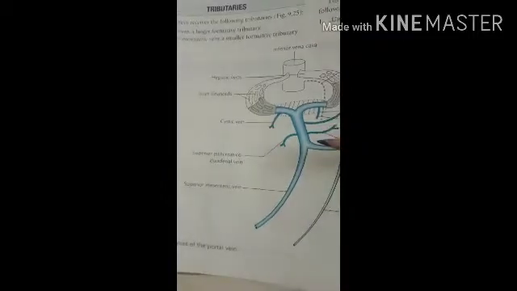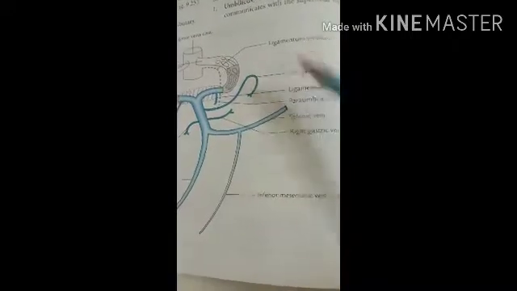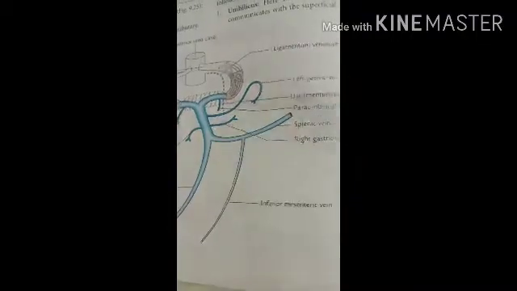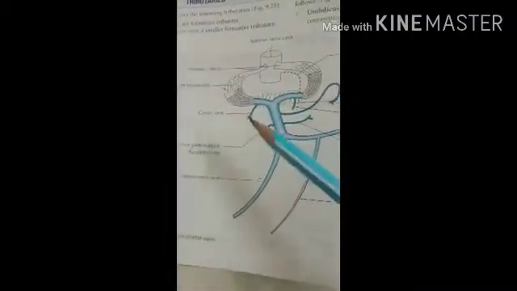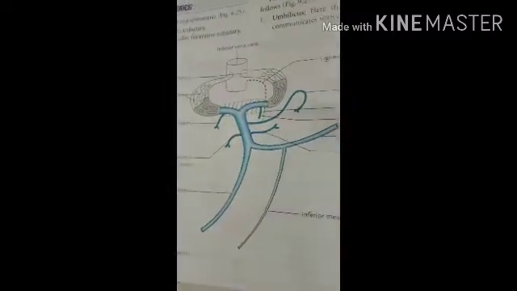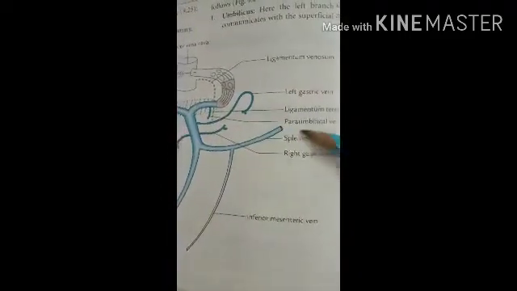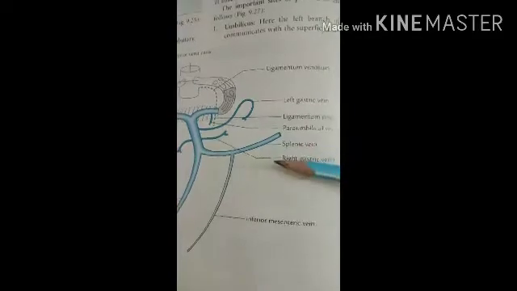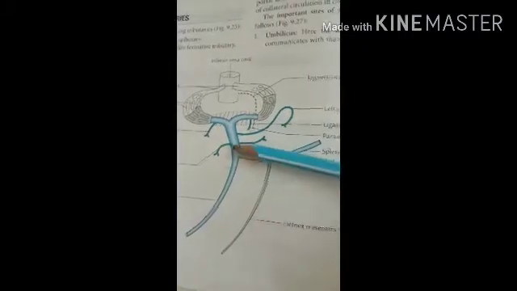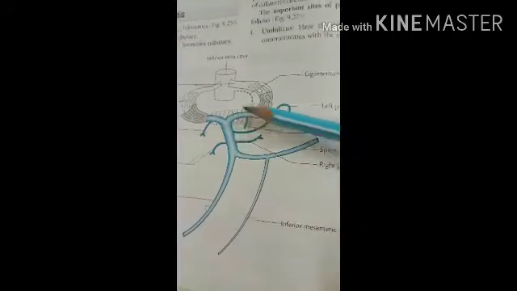Then the left and right gastric veins. Here you can see the left gastric vein and this is the right gastric vein. Then the cystic vein. And the last one is the para-umbilical vein. These are the tributaries which help to form the portal vein, and this portal vein then enters the right and left lobes of the liver.